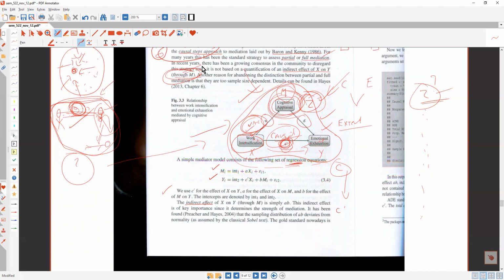So we need to be careful when we use that language. And I'm not saying the language can't be used. I'm saying if you use the language, you should be able to defend the context. That work intensification leads to, if you want to use those power words, but it goes through cognitive appraisal, you have to have evidence for it external to the mediation model.